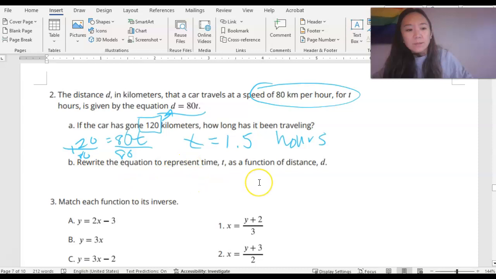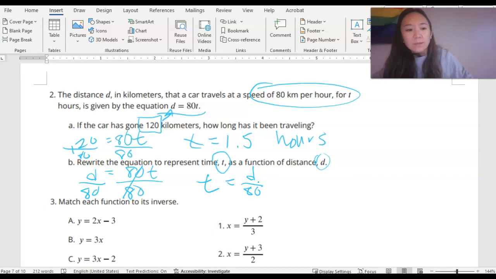It says rewrite the equation to express time as a function of d, and so now we're going to write d equals 80 times t, and we're going to write the inverse of this function. We will get t equals d divided by 80.